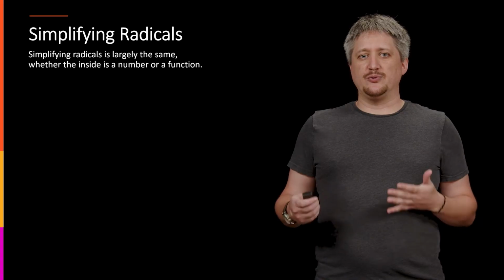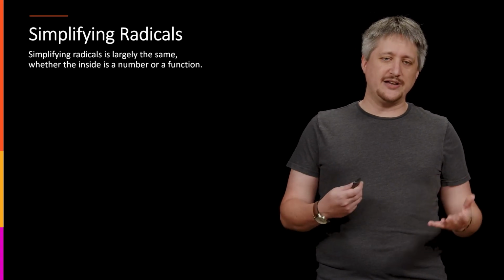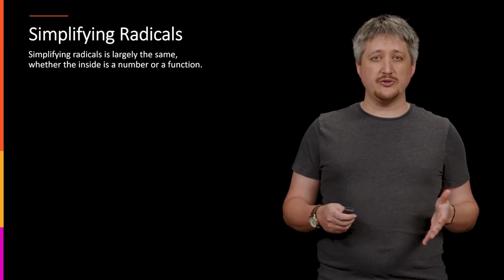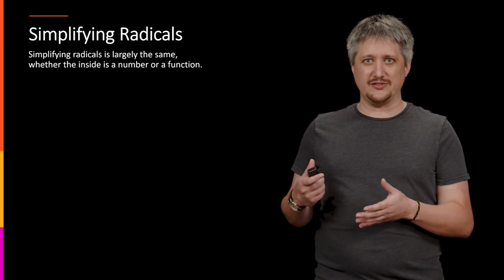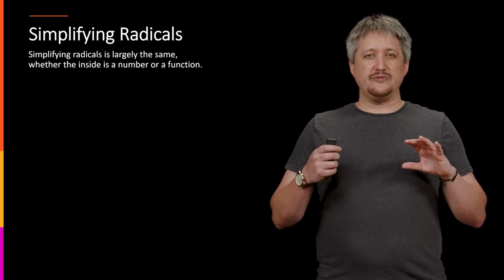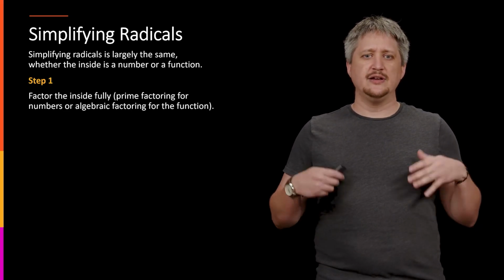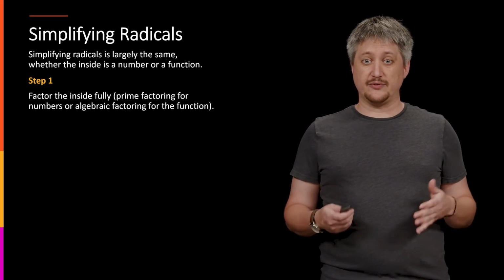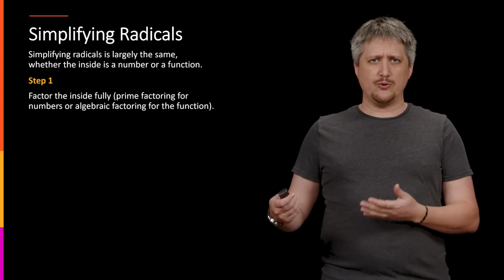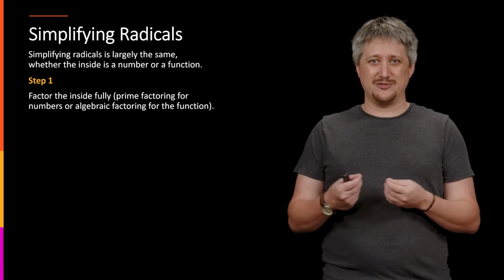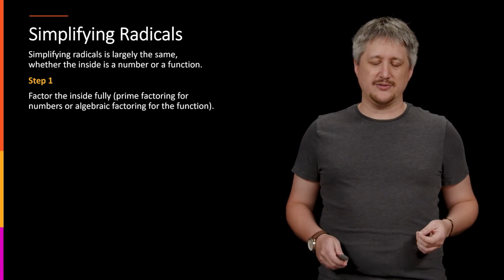Now, there are a couple things to mention here. As I tried to make clear, simplifying radicals is largely the same whether you're looking at numbers or at algebraic pieces, functions. So it's useful to practice on the numeric ones first because that'll give you a good format for moving to the other parts, okay? So the process: first, fully factor the inside. For numbers, you're talking prime factor tree. For the function-y bit or the algebraic parts, you're looking at doing the classic algebraic factoring, like factoring polynomials.